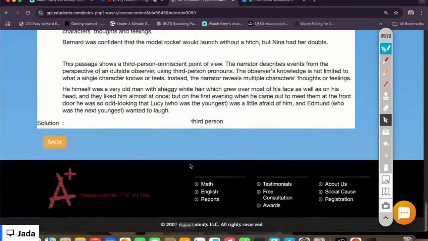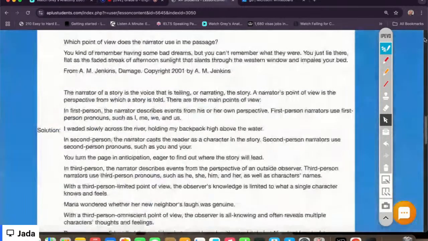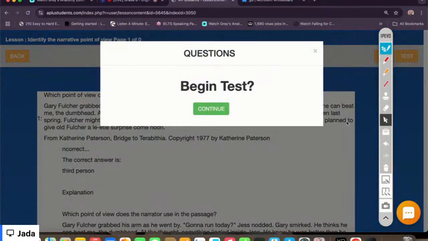So, what is this point of view? This is also in the third person point of view. Okay, the narrator describes events from the perspective of an outside observer using third person pronouns. All right, so let's go on to the test. Share your answers with me.